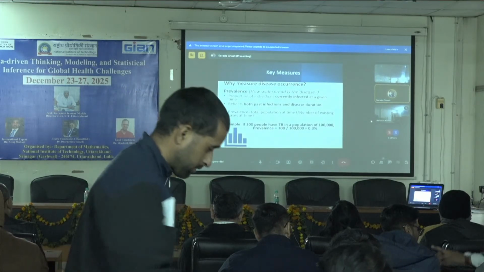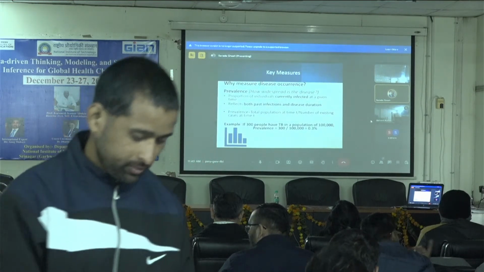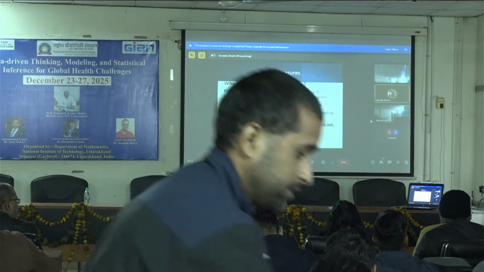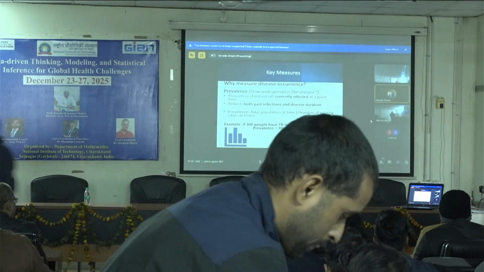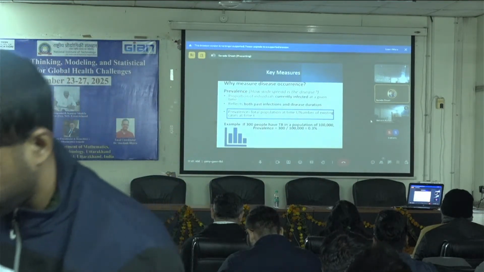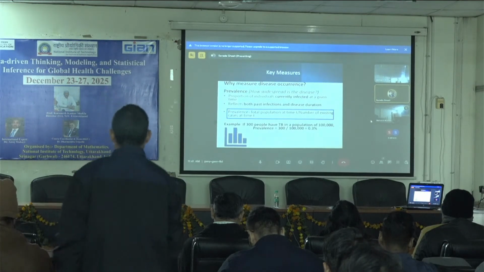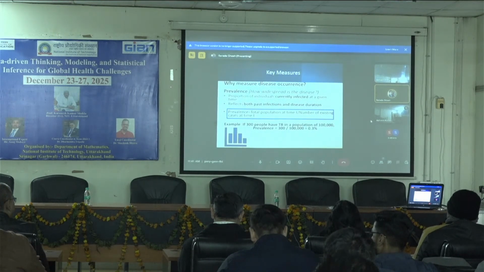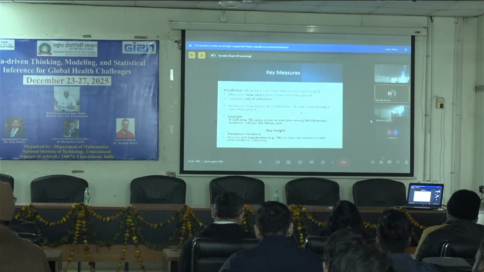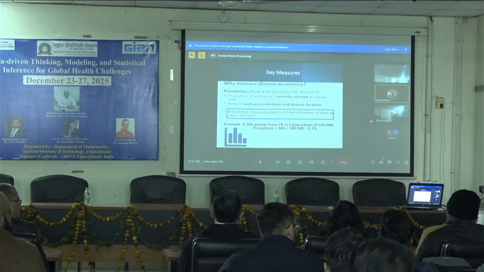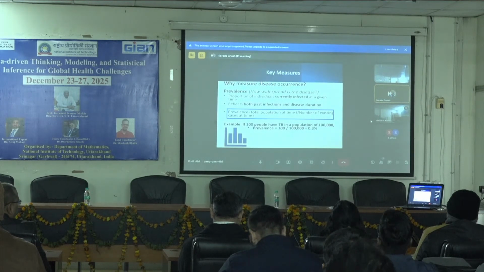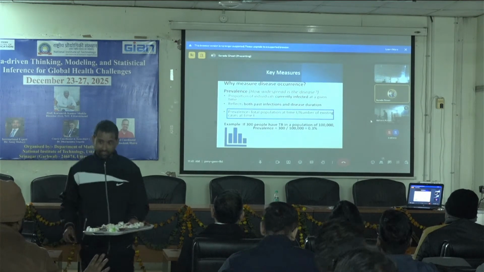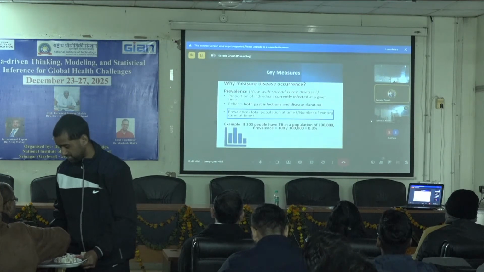The first definition is prevalence. Prevalence is the proportion of individuals currently infected at a given time. It reflects both past infection and disease duration. Mathematically, prevalence equals the number of existing cases at time t divided by the total population at time t. For example, if 300 people have tuberculosis in a population of 1 lakh, the prevalence is easy to calculate: 300 divided by 1 lakh, so it's 0.3%.